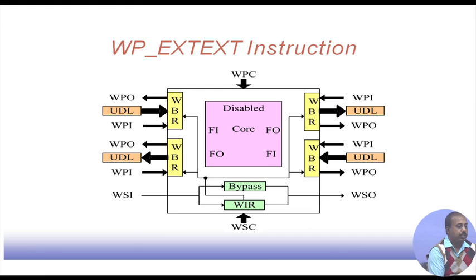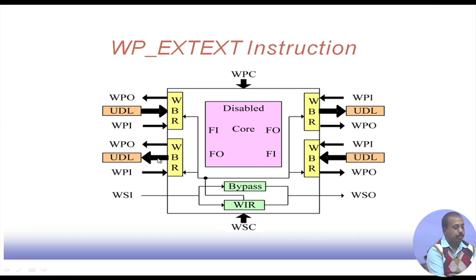Then we can have the WP, the W parallel X test instruction. Previously it was WS, which means it was done serially. Now, when we say WP, it is a parallel operation. Whatever test pattern is loaded will be loaded in parallel. So, through this WPI line the test pattern for this UDL got loaded. Similarly, from some other bits of the WPI line, this boundary scan register got loaded, and then the patterns may be applied to this one.